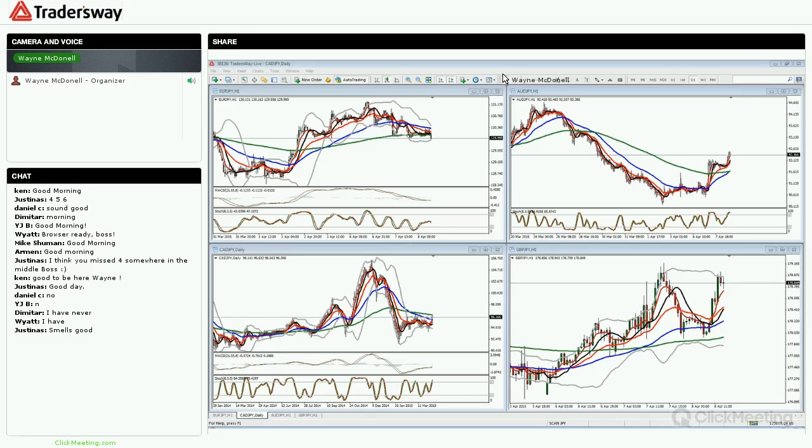USD yen down 0.31%. Euro USD up 0.27%. The CAC flat. The DAX has lost almost 0.5%, and the FTSE's made about 0.5%. So basically, money came out of Germany and went to the UK. So that's a quick look around the world.